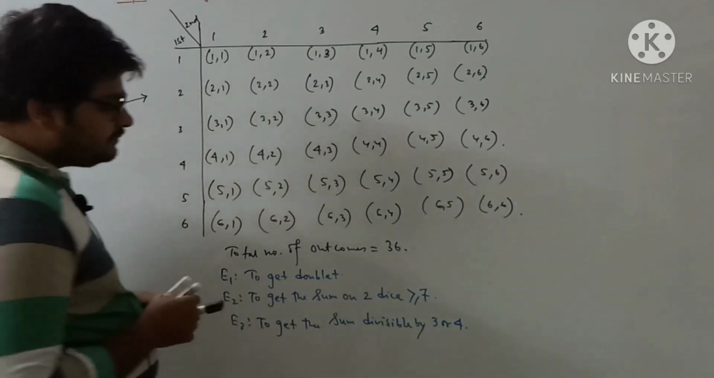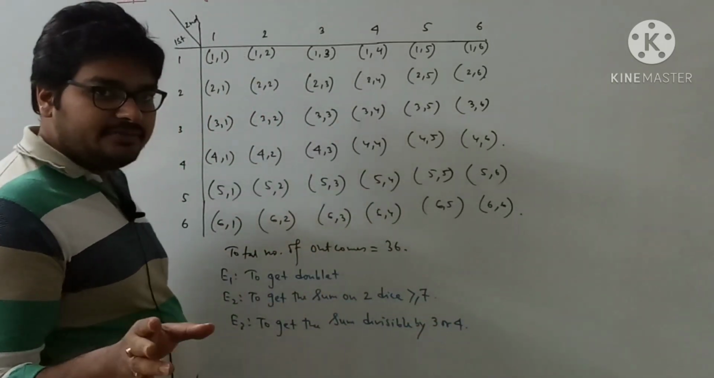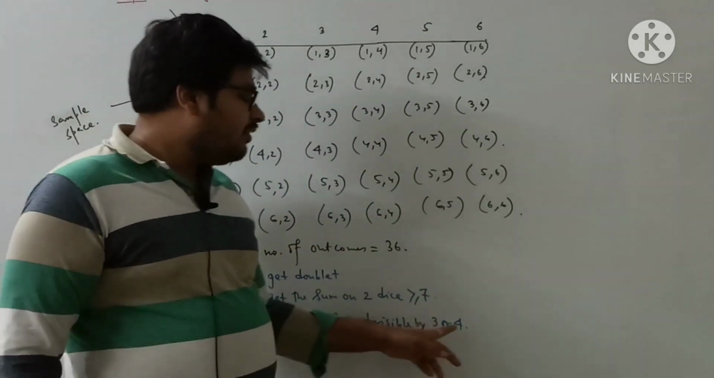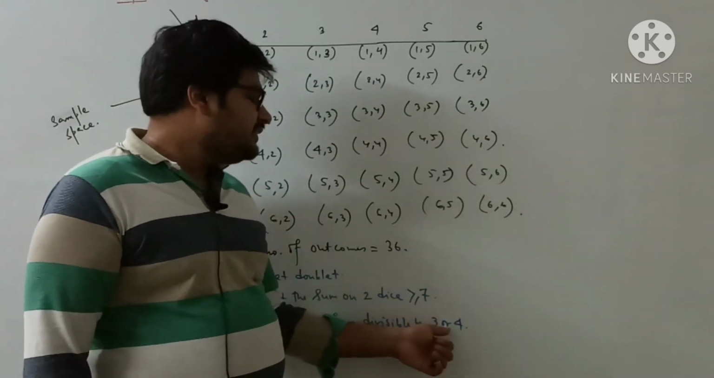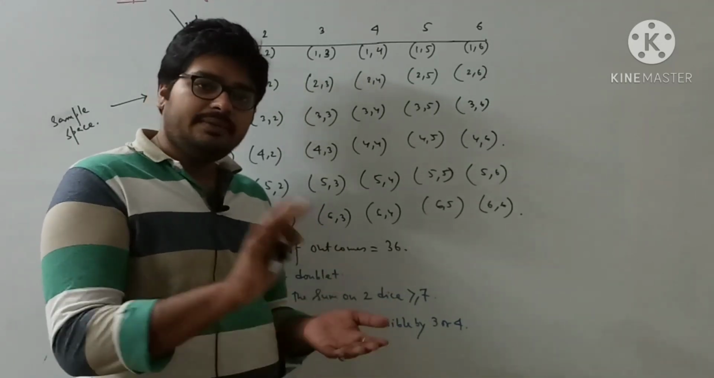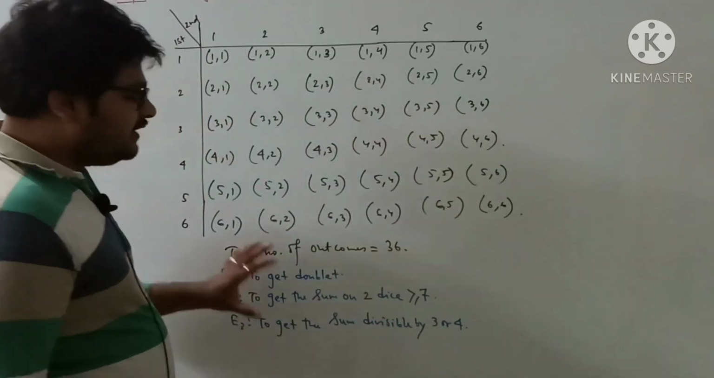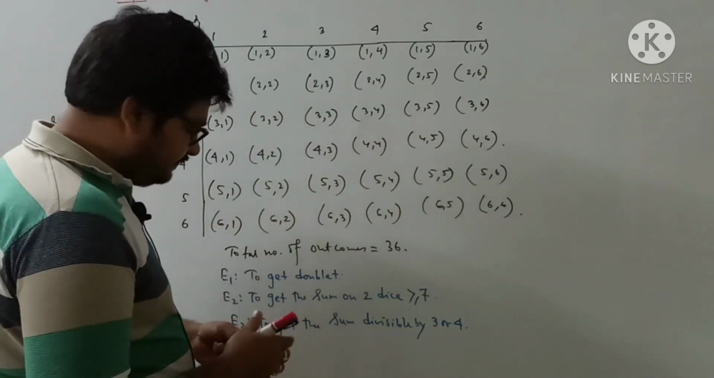Okay, 3 or 4 I have written, 3 and 4 I have not written. What is the meaning of 3 or 4? Either it is divisible by 3 or it is divisible by 4. And if it is written as 'and', then it should be divisible by both 3 and 4. Now for these 3 events, we would like to find the probability. So how to find it?